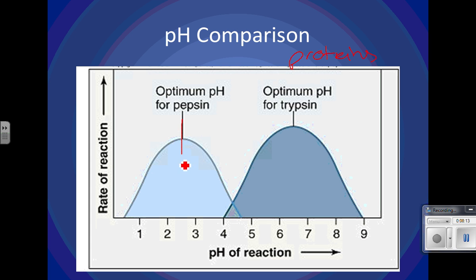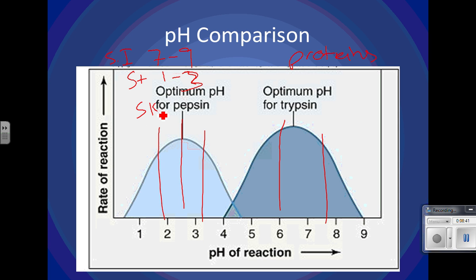So pepsin is also this range here of effectiveness, and that's the stomach. Okay, trypsin exists at close to neutral, maybe a bit closer to 9. We tend to say that the pH of the small intestine is 7 to 9. Stomach is 1 to 3. And skin is 5 to 7. Yeah. All right. I hope that makes sense.